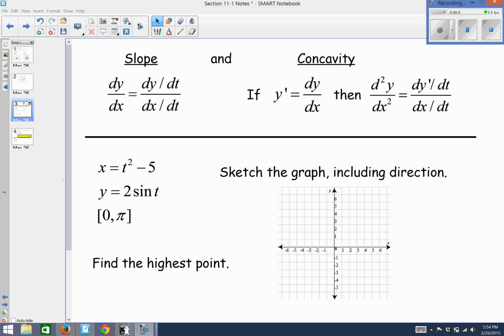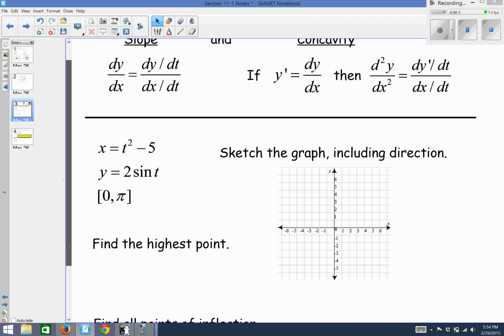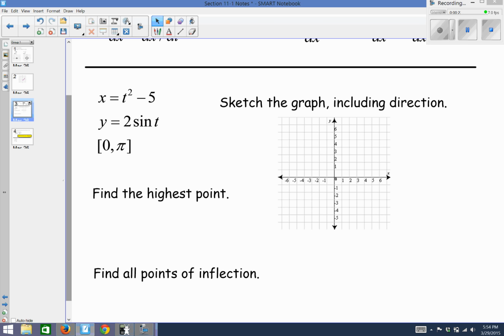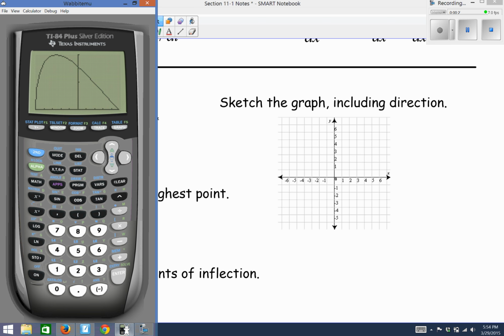So we have discussed in the last video and in previous sections how to find a first derivative, dy dx, the slope of a parametric curve. And I briefly mentioned how to find a second derivative, which we would use for concavity. To use an example here, we have a parametric function. I use my calculator to help me sketch the curve and get an idea of its direction.